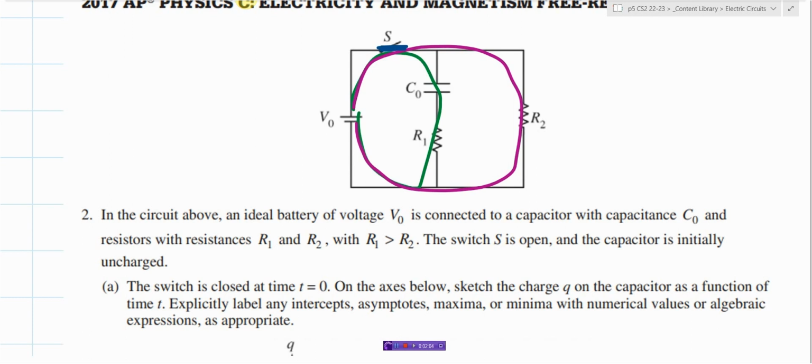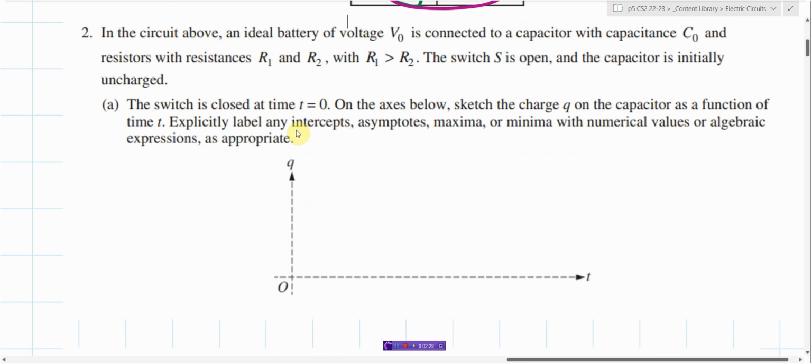but we're also gonna have independently a parallel branch through R2. Now we are trying to do the charge on the plates of the capacitor as a function of time. This was initially uncharged, and since I have that green circuit, it's gonna charge. I know it starts at 0, so we're gonna start at 0. There we go, starting at 0.